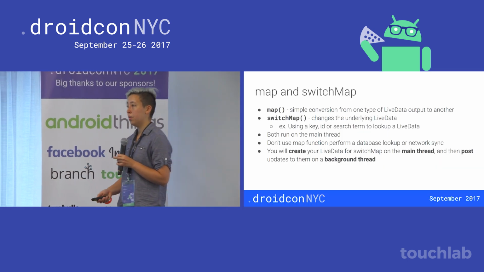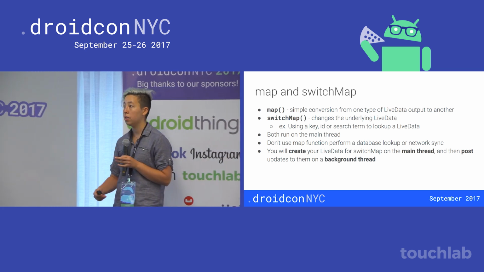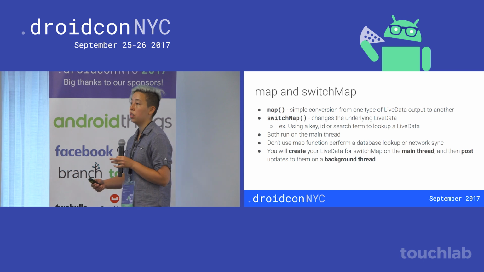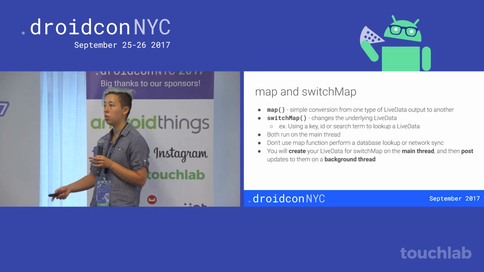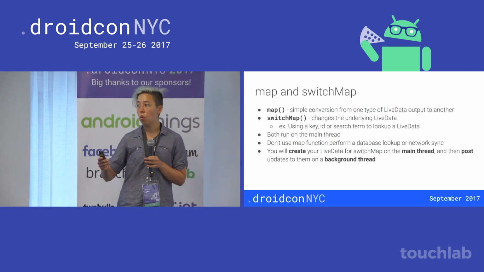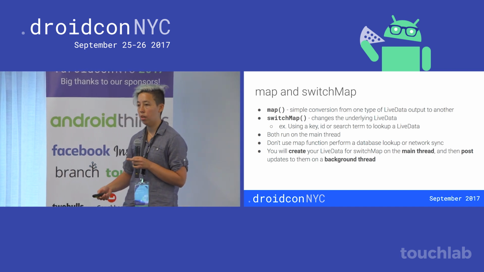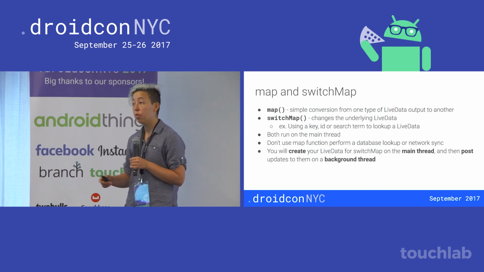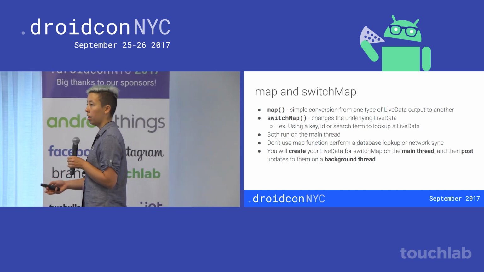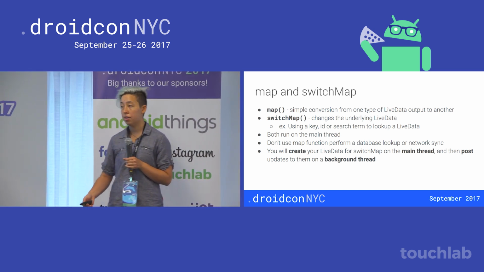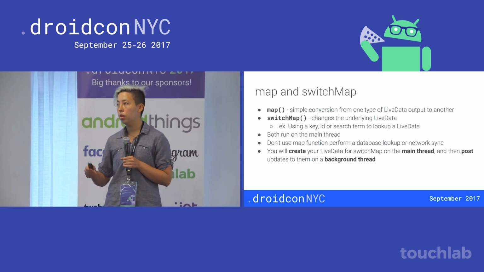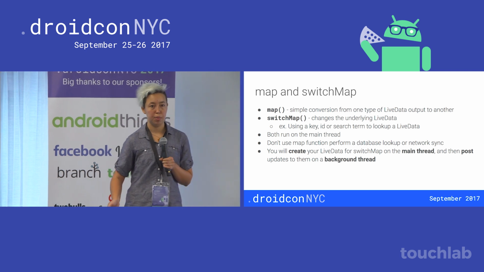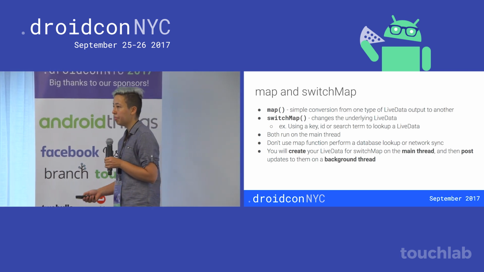Okay, so map is used for simple conversions from one type of LiveData to another type of LiveData. The difference with switch map is that it's actually changing the underlying LiveData, and it's useful for things like using a key or an ID or a search term to look up LiveData. One thing to know is that both of these transformations, and basically everything happening with LiveData, is run on the main thread. It is synchronous. So you shouldn't use the map function to perform long database lookups, because that's all going to be done on the main thread.